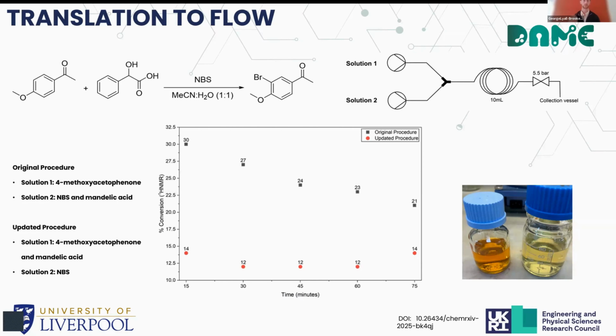As such, we altered the composition of these feed solutions. In solution 1, we had our 4-methoxyacetophenone species and mandelic acid, and in solution 2, we had our NBS. Whilst conversion for this initial data point dropped by over 50%, we could achieve consistent results across the 5 samples collected, with the only variation being due to experimental variation as opposed to any kind of degradation. This was important to establish to ensure the reliability of our data points for optimization, which I will discuss in a moment.